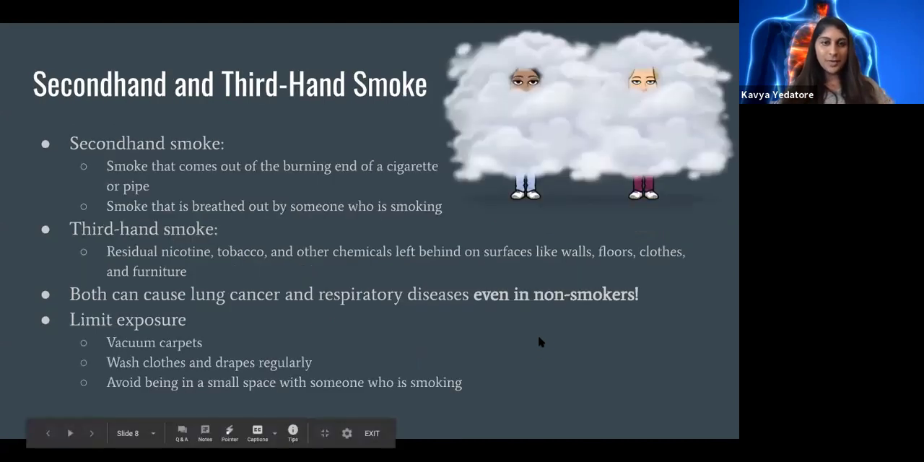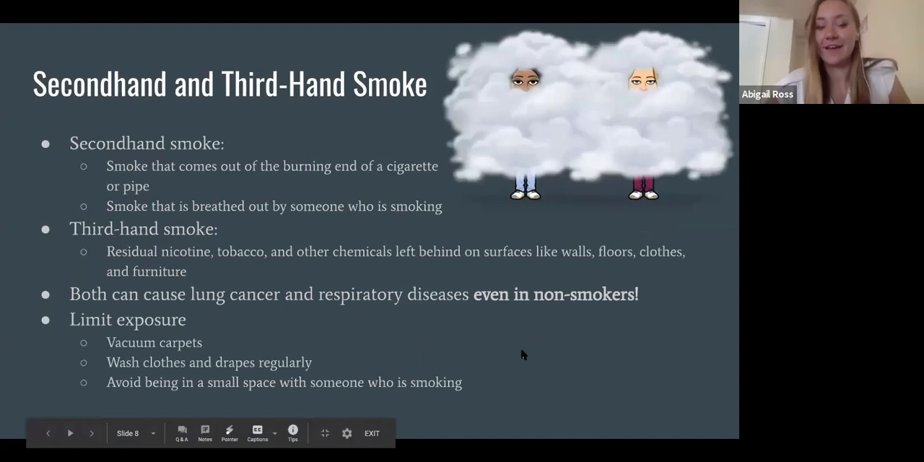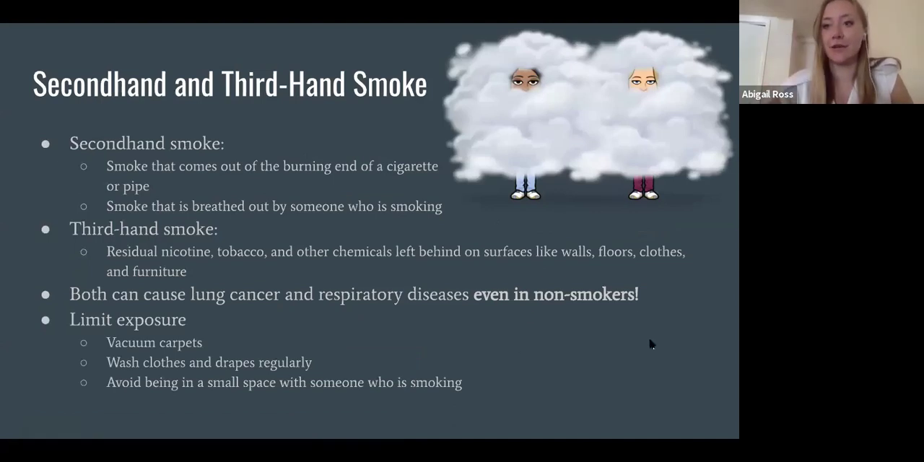And Abby's going to talk about this. Yeah, this is something that I wanted to touch on, and Dr. Horton actually introduced me to this topic of third-hand smoke. So a lot of us may have heard of secondhand smoke, and secondhand smoke is sort of a mixture of the smoke that comes out of the burning end of a cigarette or cigar or whatever somebody is smoking, and the smoke that they breathe out.